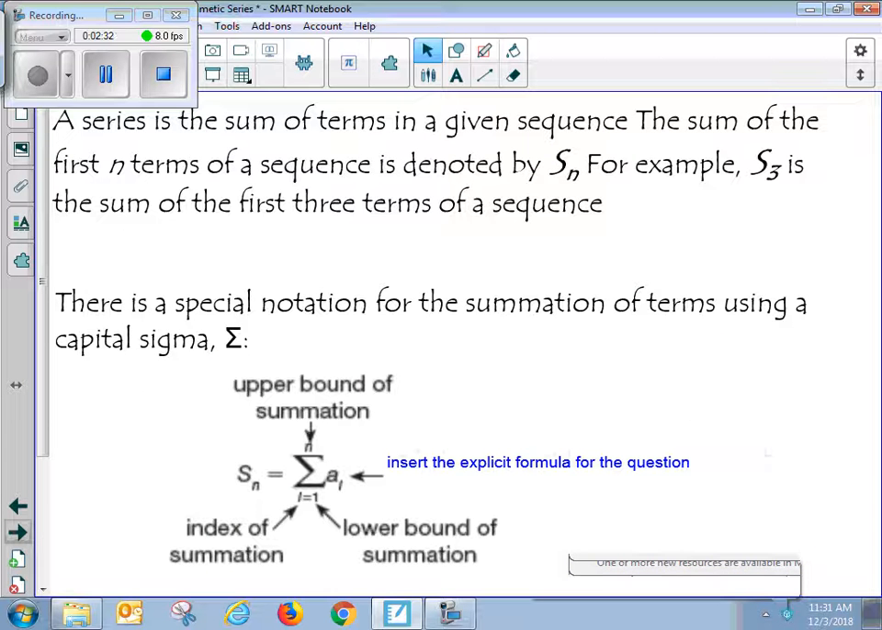Okay, here we go. So this tells me that a series is a sum of terms in a given sequence, and it's the sum of the first n terms. So do you see the subscript with the S sub n? Subscript means it goes below. So when it says S sub 3, you're getting the sum of the first 3 terms. So if I wrote S sub 18, then I would be getting the sum of the first 18 terms, exactly.